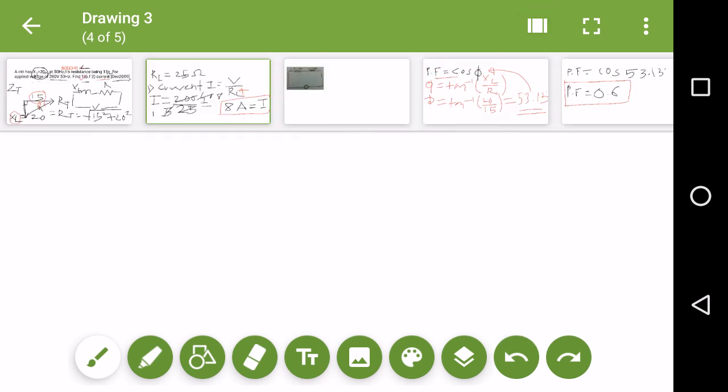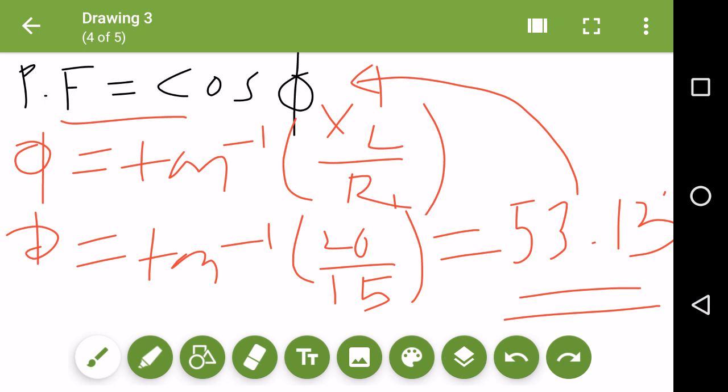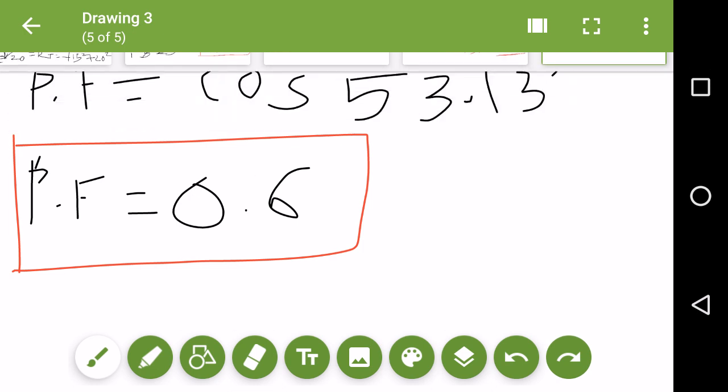After that, we need to find the power factor. By the formula, power factor equals cos of phi, but we don't have the value of phi, so we calculated from our knowledge of the phasor diagram that the angle phi is tan inverse of XL upon R. So with XL as 20 and R as 15, I find the angle phi, that is 53.13. Now just substituting this 53.13 in the cos power factor formula, I find the power factor. So thank you.